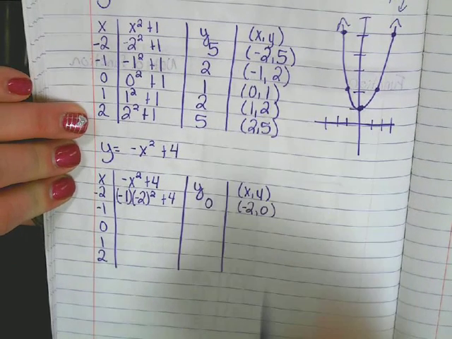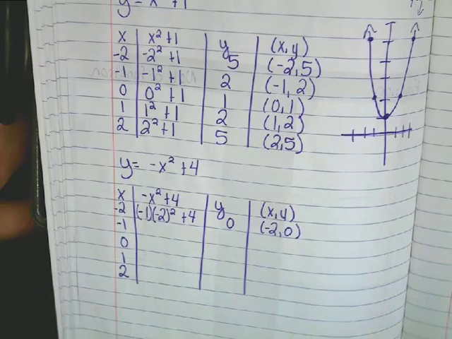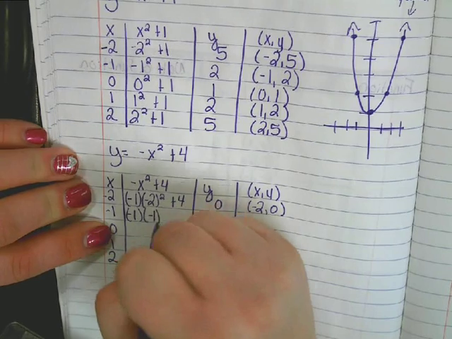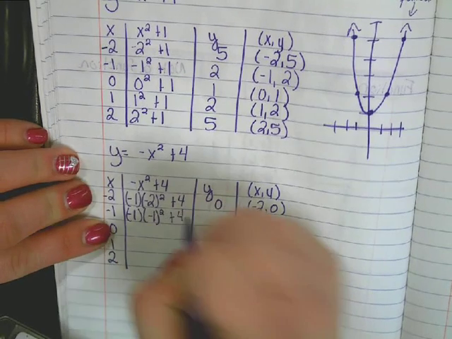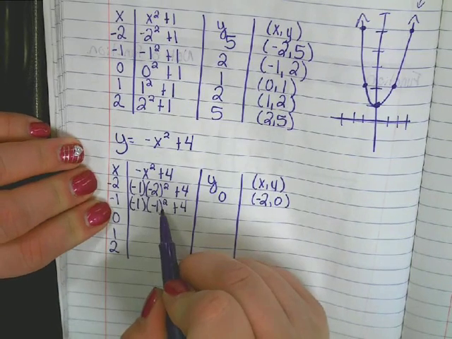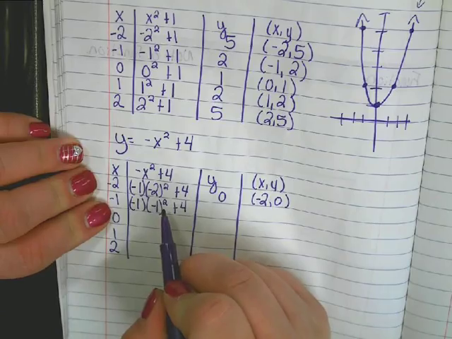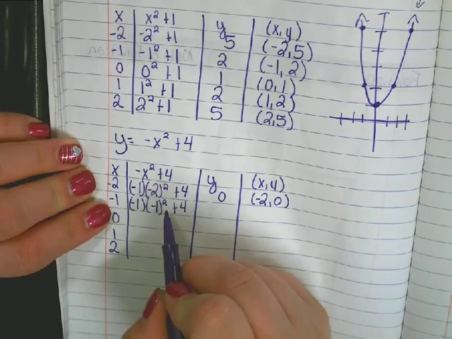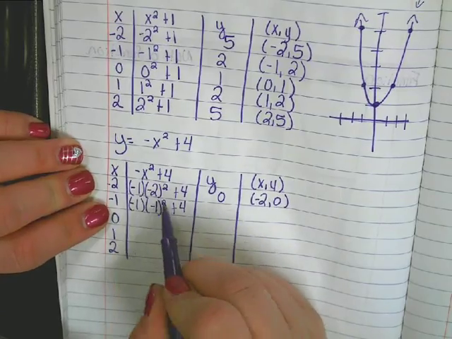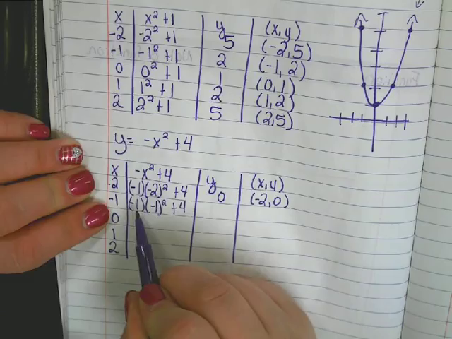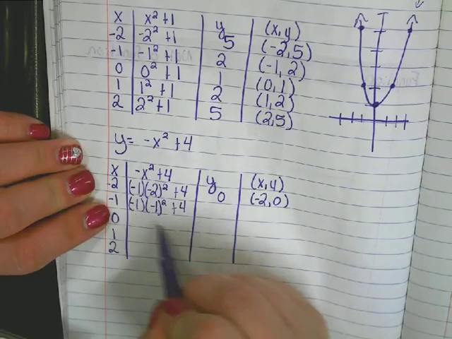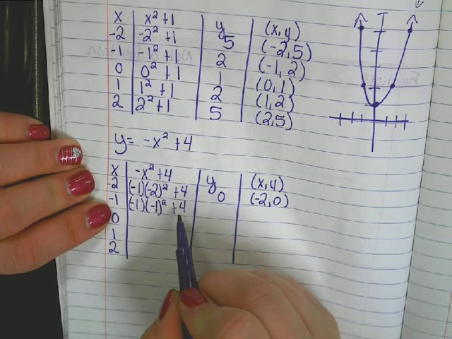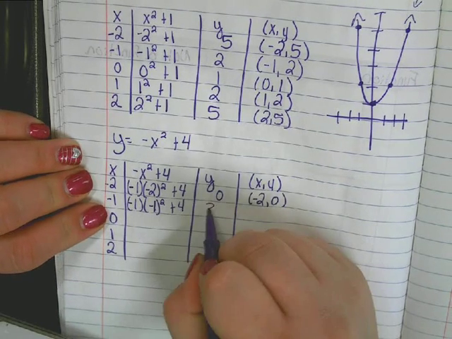Same thing, I've got a negative 1 times a negative 1 squared plus 4. So negative 1 squared first, so negative 1 times negative 1, positive 1. Yeah, positive 1 times a negative 1 gives me a negative 1 plus 4. So what's negative 1 plus 4 going to give me? 3. So negative 1, 3 is my ordered pair.